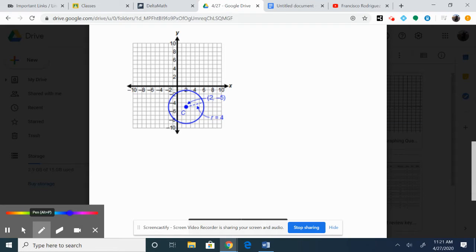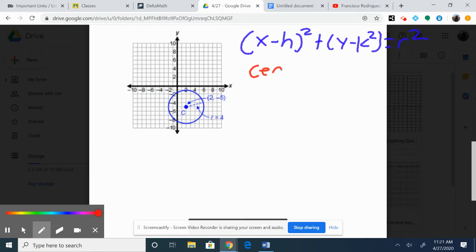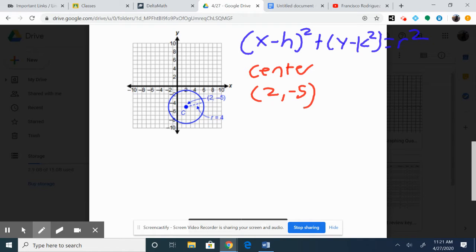All right, so in this next example, remember that our standard form looks like this: (x minus h) squared plus (y minus k) squared will be equal to r squared. So the center of our circle is (2, -5), and then the radius it tells us is 4.